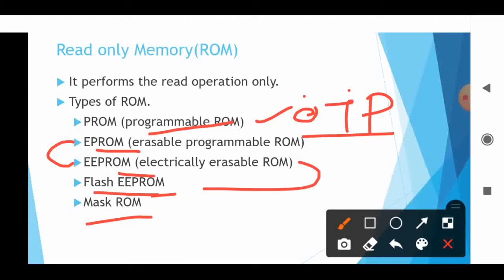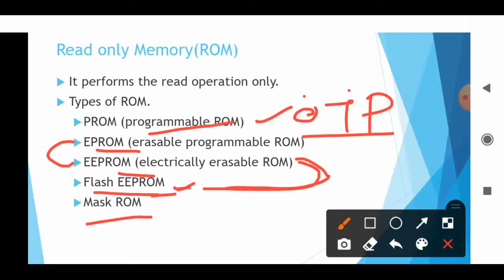The next one is electrically erasable programmable memory, EEPROM. We can select the bytes and erase them, and it is also faster than EPROM, erasable programmable ROM. Flash memory is faster than EEPROM.